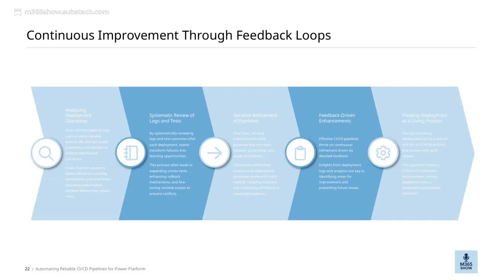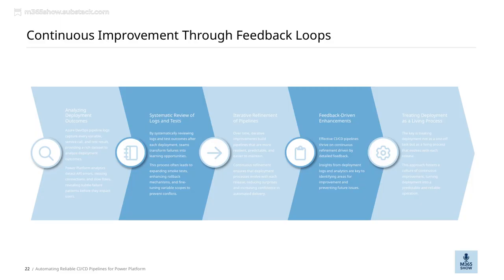Let's talk about continuous improvement through feedback loops. The key here is to see deployment not as a one-time task, but as a living process that evolves with each release. This mindset helps us foster a culture of ongoing improvement, making deployment more predictable and reliable over time.